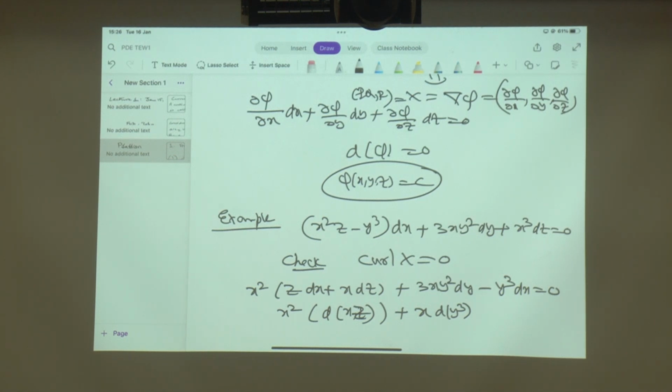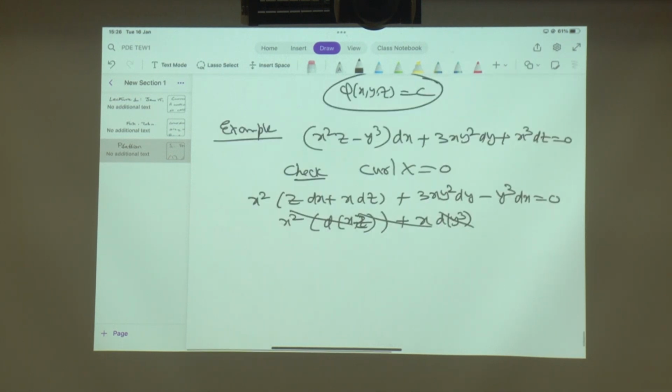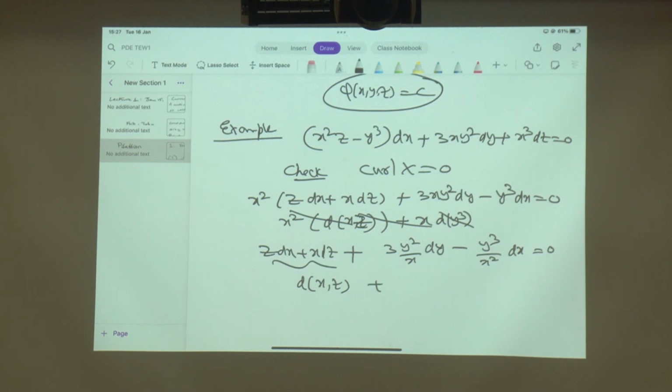First thing is to divide with x square everywhere. Divide with x square, then what you have is z dx plus x dz. When you divide, here 3y square by x dy, and here you have y cube by x square. So the first two terms are d of xz. Next one is d of y cube by x. Therefore, xz plus y cube by x equal to constant.